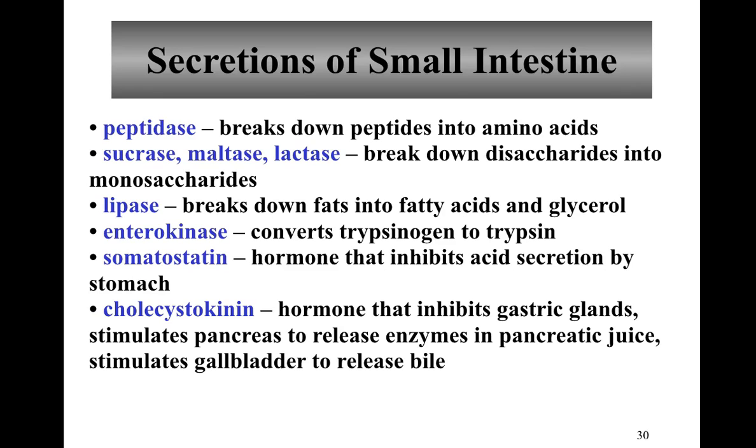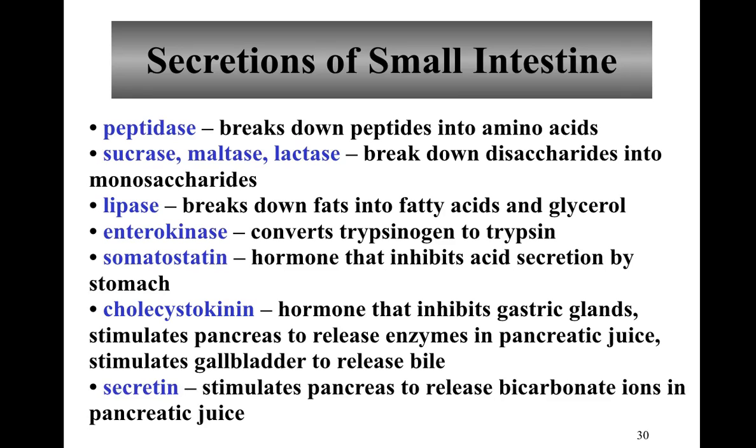CCK is another hormone that inhibits gastric glands, but also causes the pancreas to release its enzymes and the gallbladder to release bile. We'll talk about those structures when we talk about the accessory structures here in the next video. And secretin is another hormone that causes the pancreas to release bicarbonate ions.